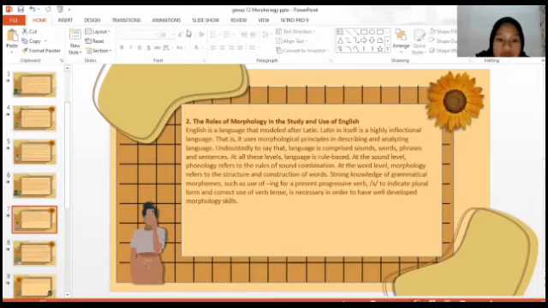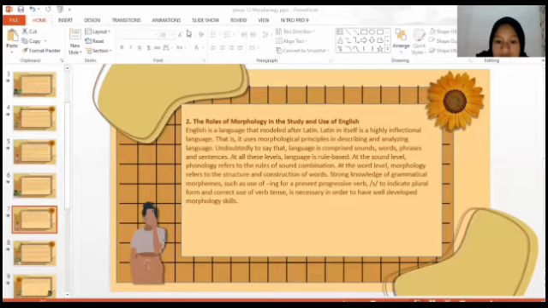Two. The role of morphology in the study and use of English. English is a language that was modeled after Latin. Latin in itself is a highly inflectional language. That is, it uses morphological principles in describing and analyzing language.